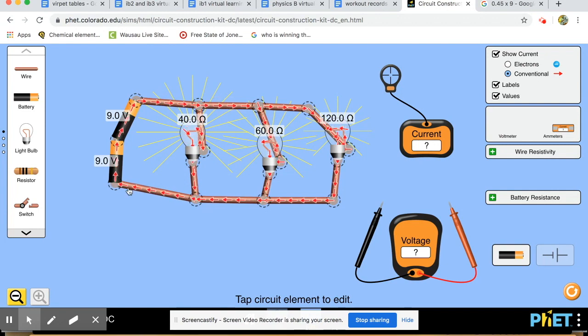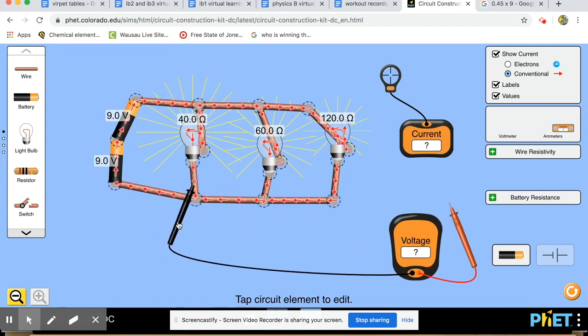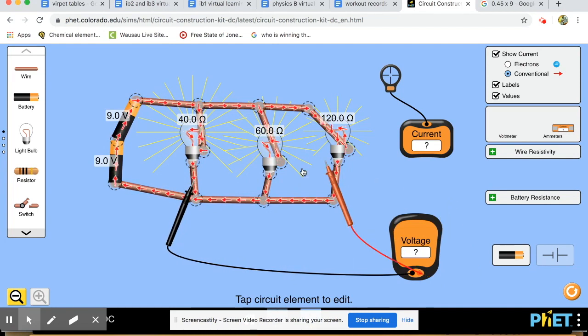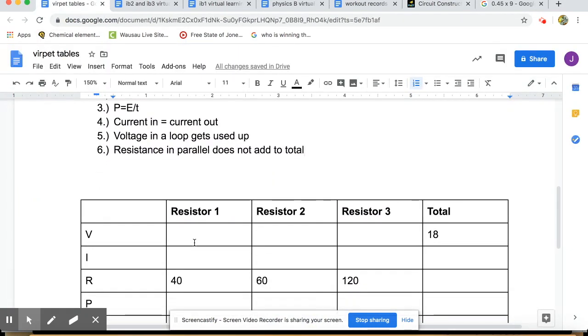This loop right here, the total voltage is 18 volts, and all 18 volts go through this loop. There's a path for that 18 volts to take, so that means that everything in this loop has to equal 18 volts. Whatever device is in this loop has to use up 18 volts. So let's just double check if that's true. If this resistor right here, since there's only one, it equals 18 volts. Look at that. Resistor 1 uses 18 volts.